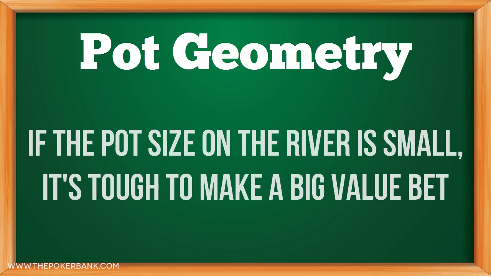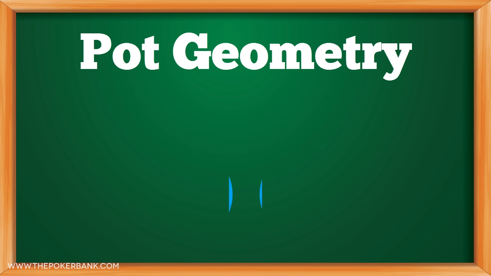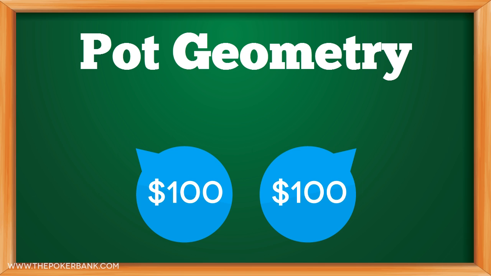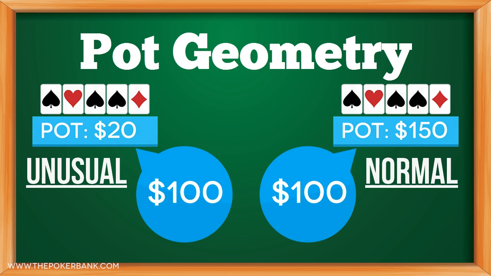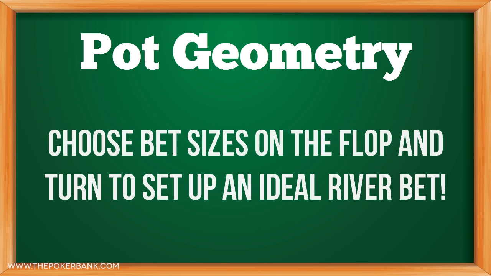If the pot on the river is very small, it's going to be tough to make a big bet that isn't outlandish given the pot size. Betting $100 on the river is going to raise many more eyebrows if the pot size is $20 versus $150. So choosing correct sizes on the flop and turn is important as well to ensure the pot size on the river is large enough to make a reasonable value bet.